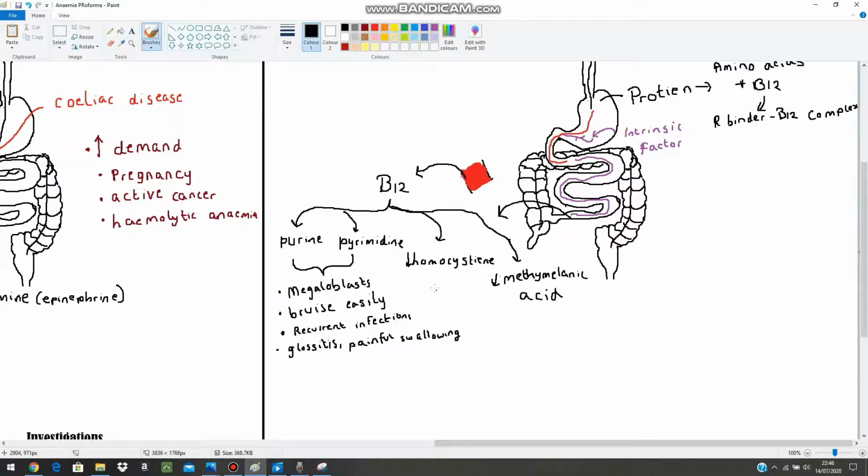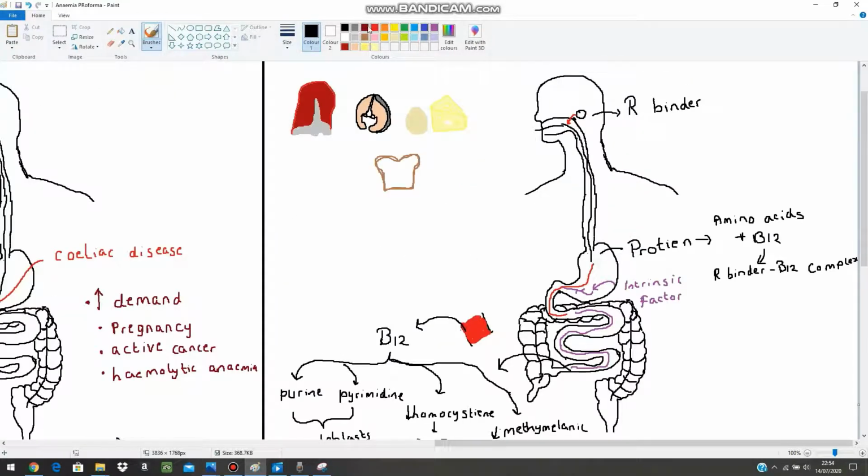What about homocysteine? Well, homocysteine can damage our arteries and go on to give atherosclerosis, increasing our risk of cardiovascular diseases like heart attacks and stroke. And methylmalonic acid builds up in our myelin sheath and damages it, meaning that we conduct our impulses very, very slowly, leading to a peripheral neuropathy. Think of it like having lots and lots of potholes pop up in the middle of the motorway. You're not going to be traveling very fast.